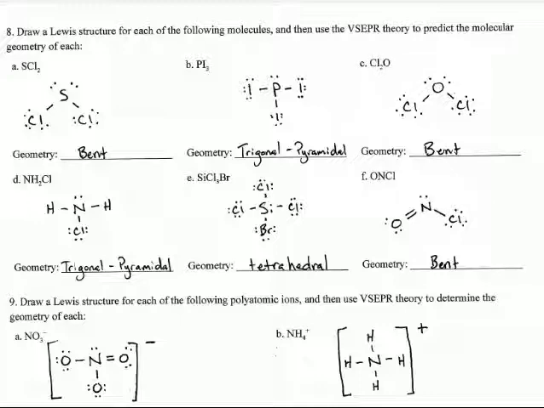C, you have 2 chlorines, 1 oxygen. The oxygen is going to be central, bonded to these chlorines, but again, just like over here in A, we have lone pairs of electrons on the central oxygen driving the angle of the bonded chlorines down, making a bent shape.